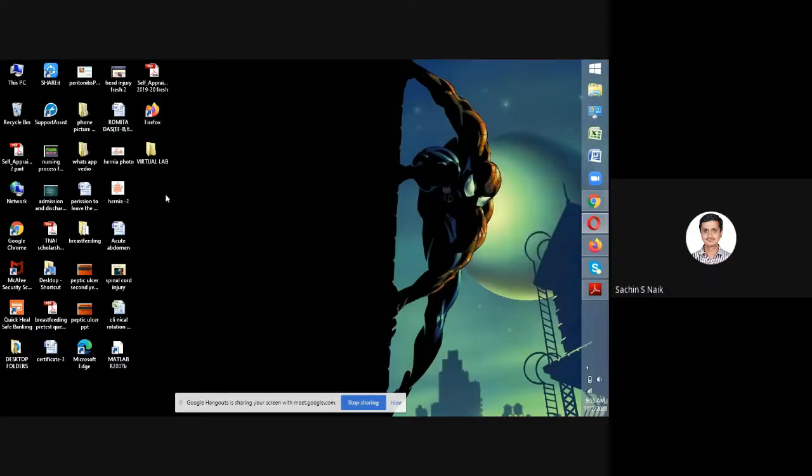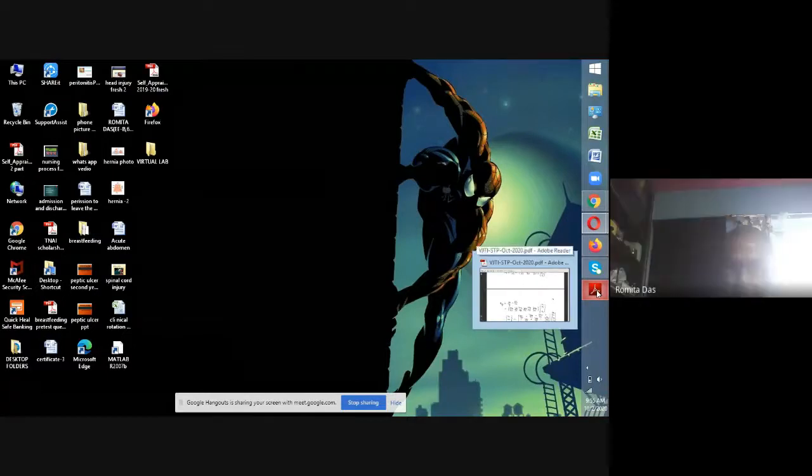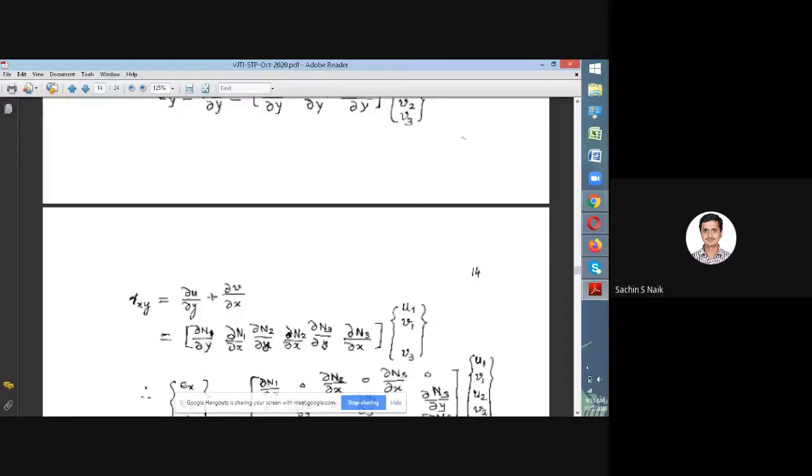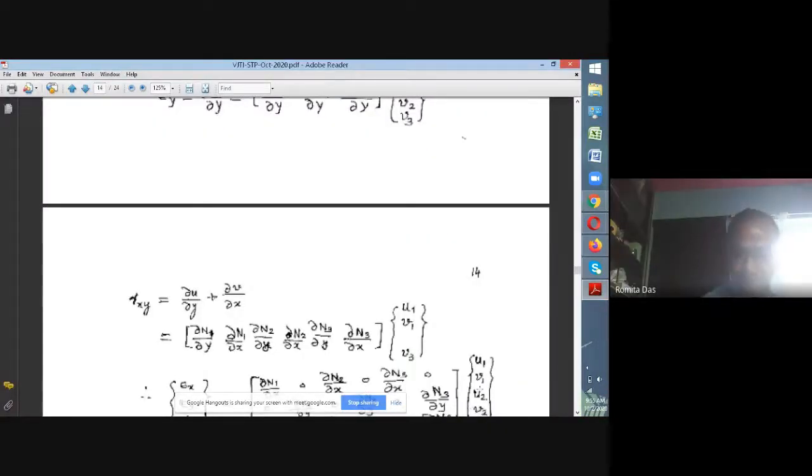Sir, you clicked on a browser. The lowest icon on the right-hand side bar is your Acrobat Reader. Yes, it is this one, right? Yes. Okay, sorry. No problem, sir.